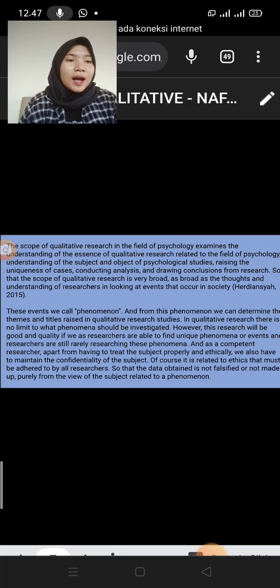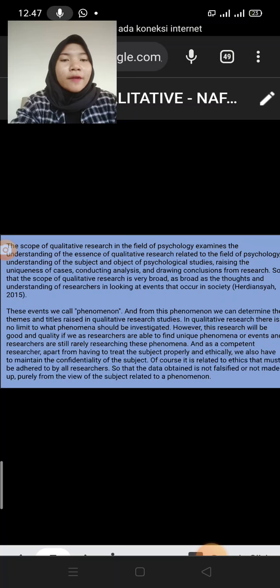And as competent researchers, apart from having to treat the subject properly and ethically, we also have to maintain the confidentiality of the subject. Of course, this is related to ethics that must be adhered to by all researchers, so that the data obtained is not falsified or made up poorly from the view of the subject related to a phenomenon.